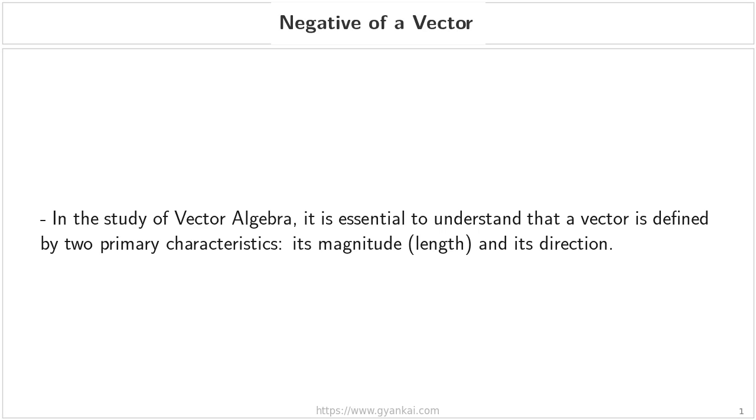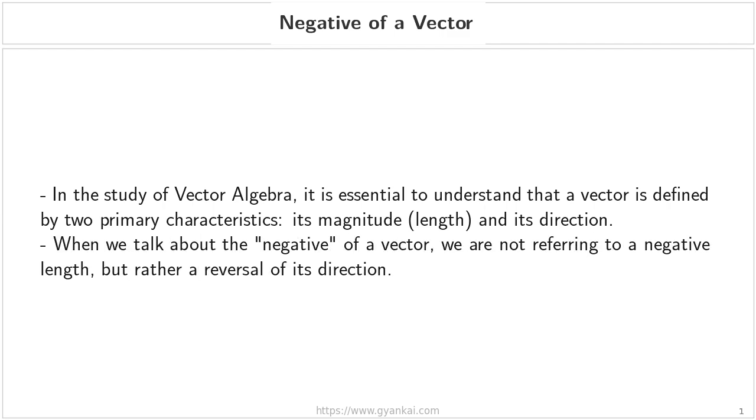Welcome, everyone. Today, we are going to dive into a fundamental concept in vector algebra, the negative of a vector. Before we look at what a negative vector is, let's quickly refresh our memory on what a vector actually is. In our studies, it is essential to remember that a vector isn't just a simple number. It is defined by two primary characteristics: its magnitude, which is essentially its length, and its specific direction.